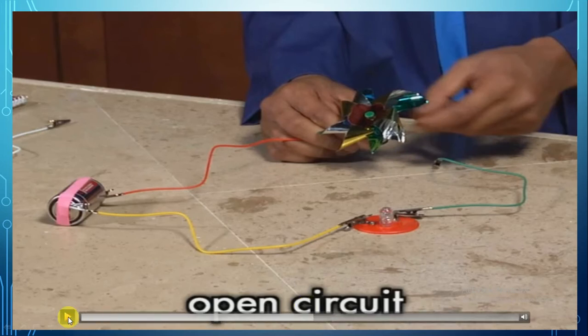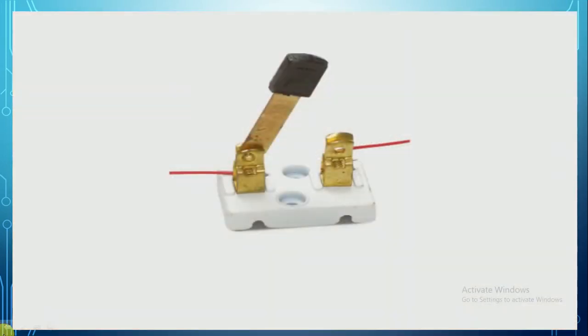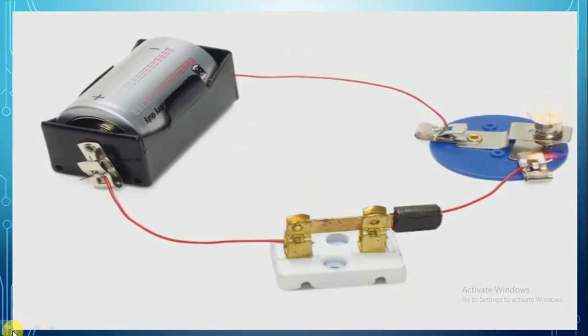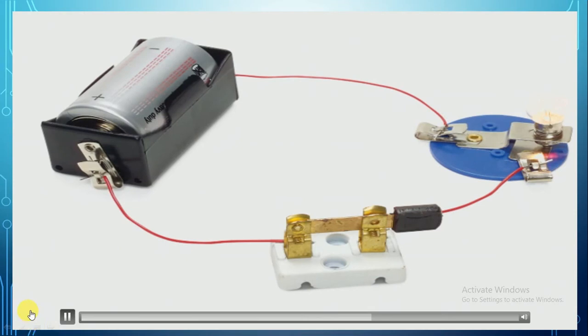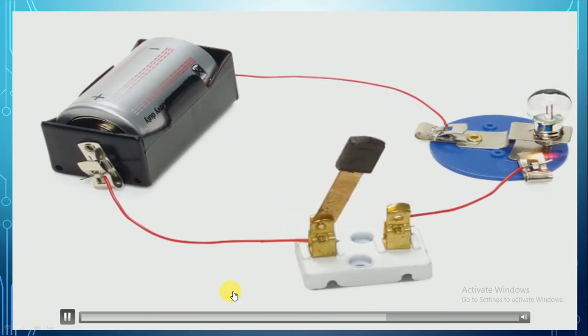Okay, let's continue. A switch can provide an easy change between closed and open circuits. When the switch is down, the circuit has no gaps and the light turns on. But when the switch is up, it creates a hole in the circuit. This stops electricity from flowing to the light.